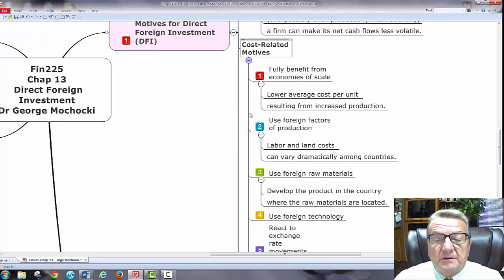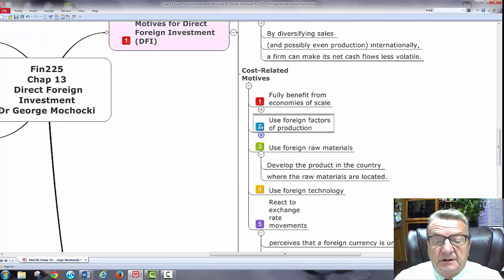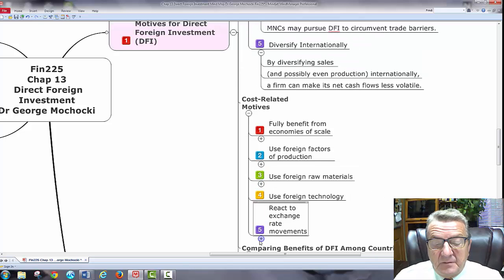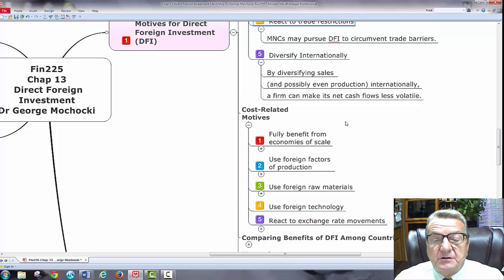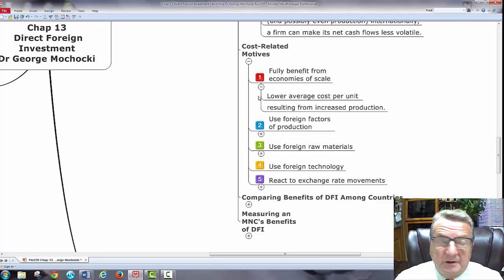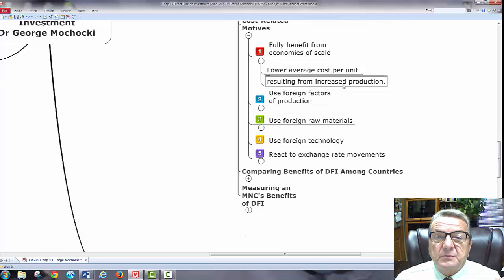Okay, cost-related motives. We've got a whole bunch there. Let me just see what we have here. And remember, you should have already read this, and now this is just your summarization. Okay, cost-related motives. Fully benefit from economies of scale. The more I buy, the larger the quantity I could buy from that host country, the better the pricing I will get. Remember, there's a lot of other pricing than just economies of scale. Okay, lower average cost per unit is what I'm looking at, resulting from increased production.